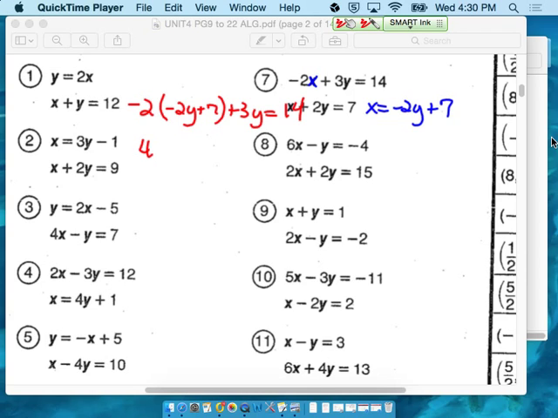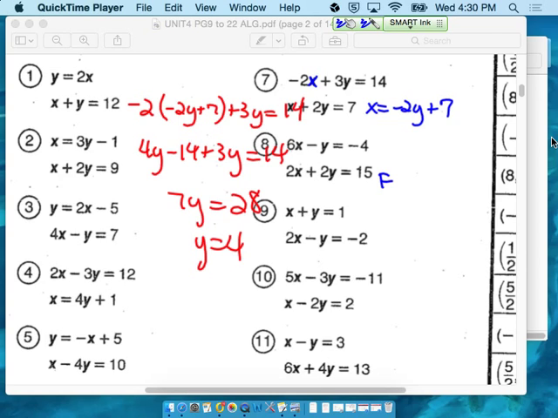So this gives me positive 4y minus 14 plus 3y equaling 14. So that means I have 7 y's equaling 28, and y is 4. So if y is 4, now I have to find x. And this is a process, so you just need to organize your work and get the process going. So I think I'm going to use the second equation. I could use either equation, but I'll use the second one.